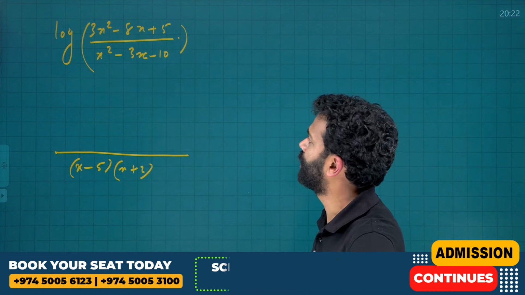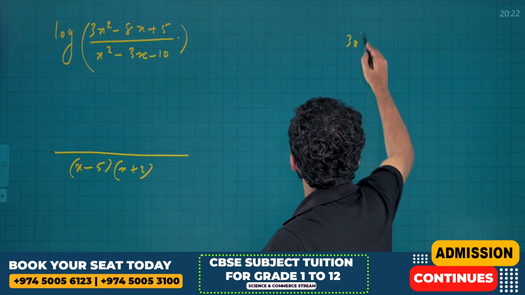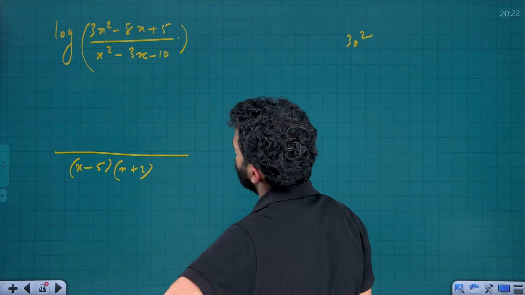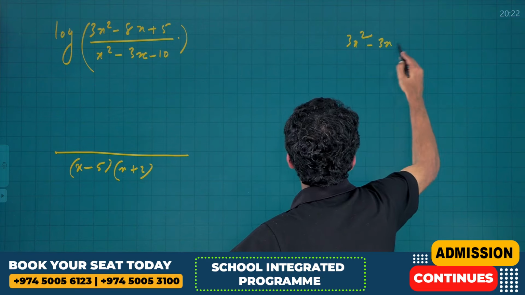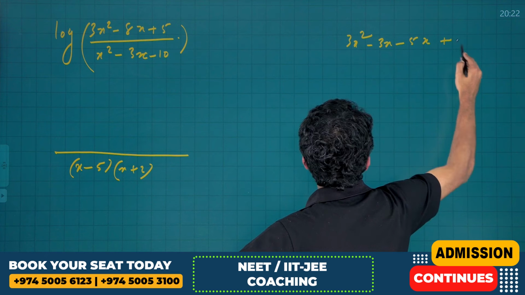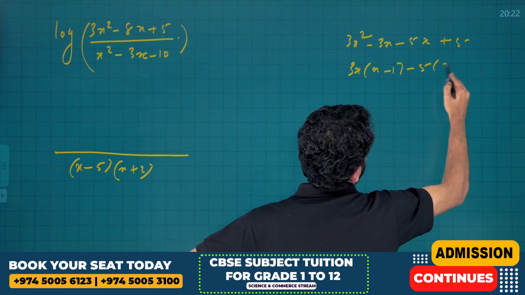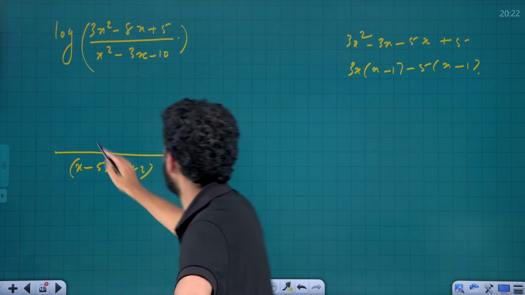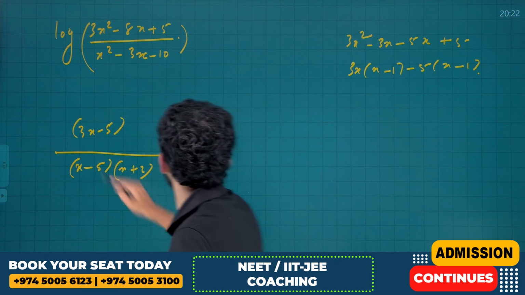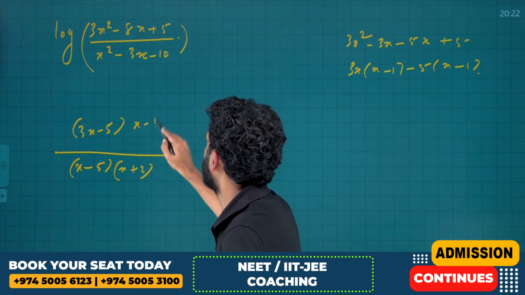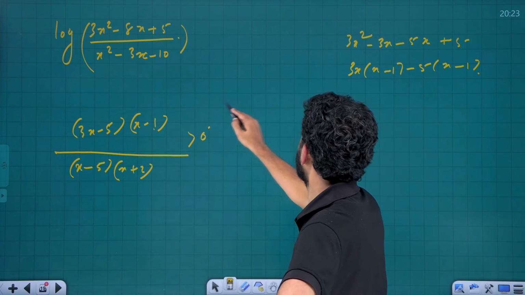And how are you going to factorize 3x square minus 8x plus 5? That will be 3x square minus 3x minus 5x plus 5. That is 3x into x minus 1 minus 5 into x minus 1. Therefore, it will be 3x minus 5 into x minus 1. It should be greater than 0. We can start from a number line here.